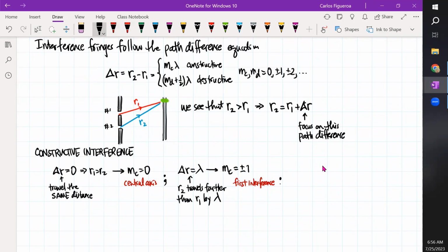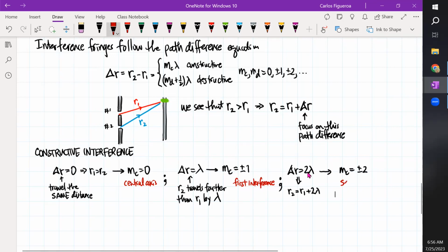And then I can just keep going on. So now if I have delta R equals 2 lambda, then that means R2 is equal to R1 plus 2 lambda. It traveled a distance of 2 lambda farther. So that tells us that this is going to be MC equal to plus or minus 2. In other words, we call this the second interference.